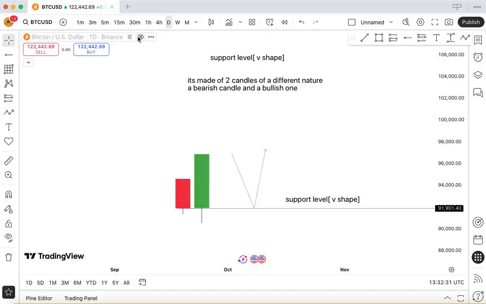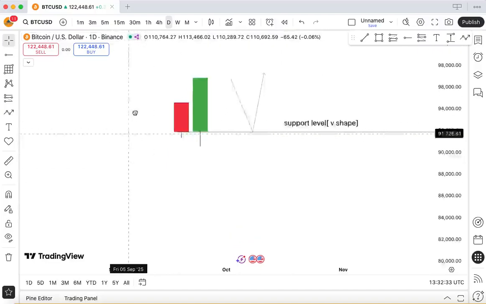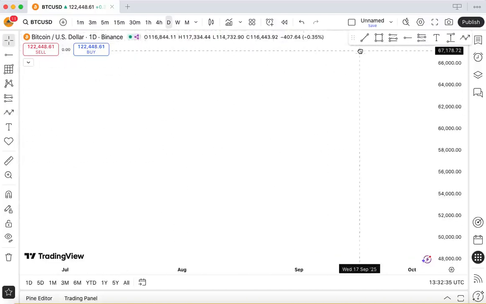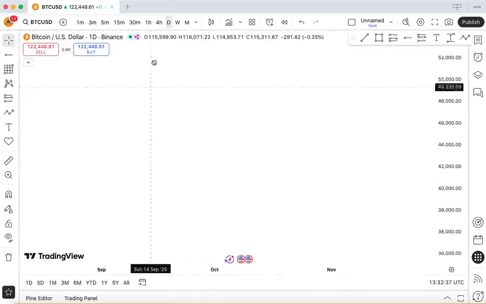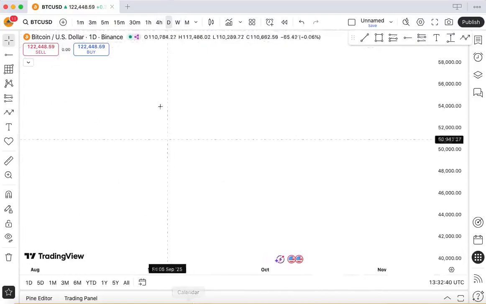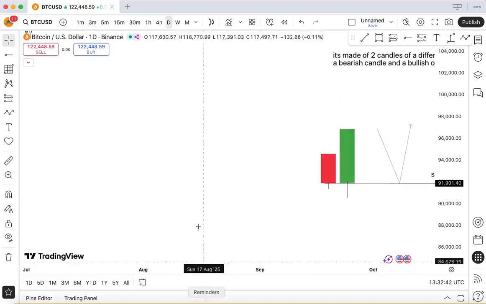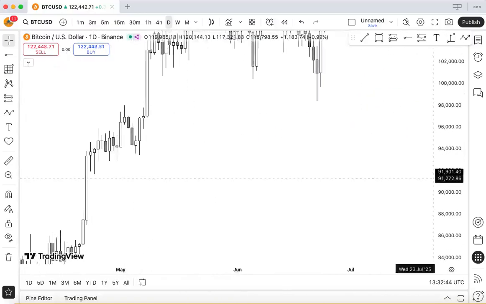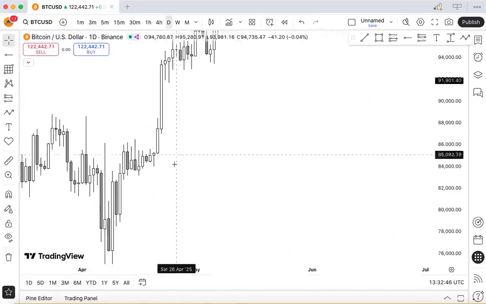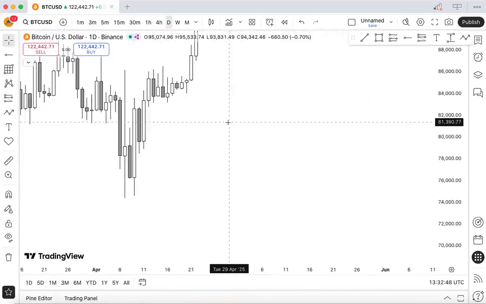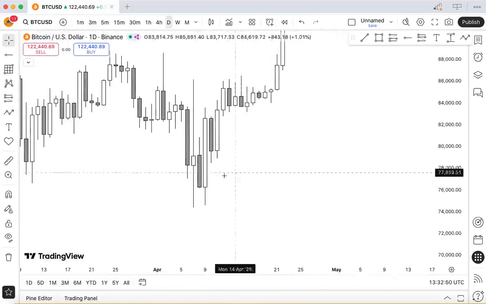A quick one here before we proceed. I don't know if I can clearly see my charts, and I don't want to lose this information here. Okay, yeah, they are here.